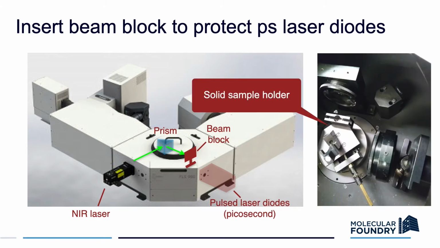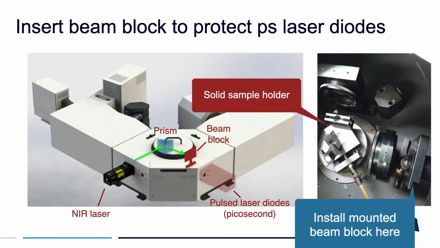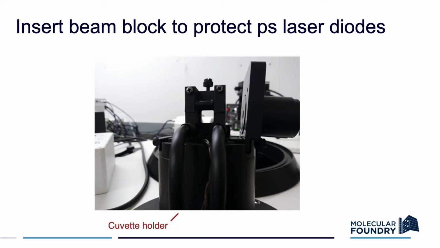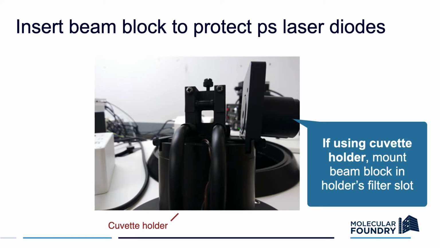So in the solid sample holder, you're going to place the mounted beam block here to the right of the solid sample holder, past the focusing lens. If you're using a liquid sample, then it's probably easier to place the beam block directly on the filter mount of the cuvette holder. So you would use the unmounted beam block here.